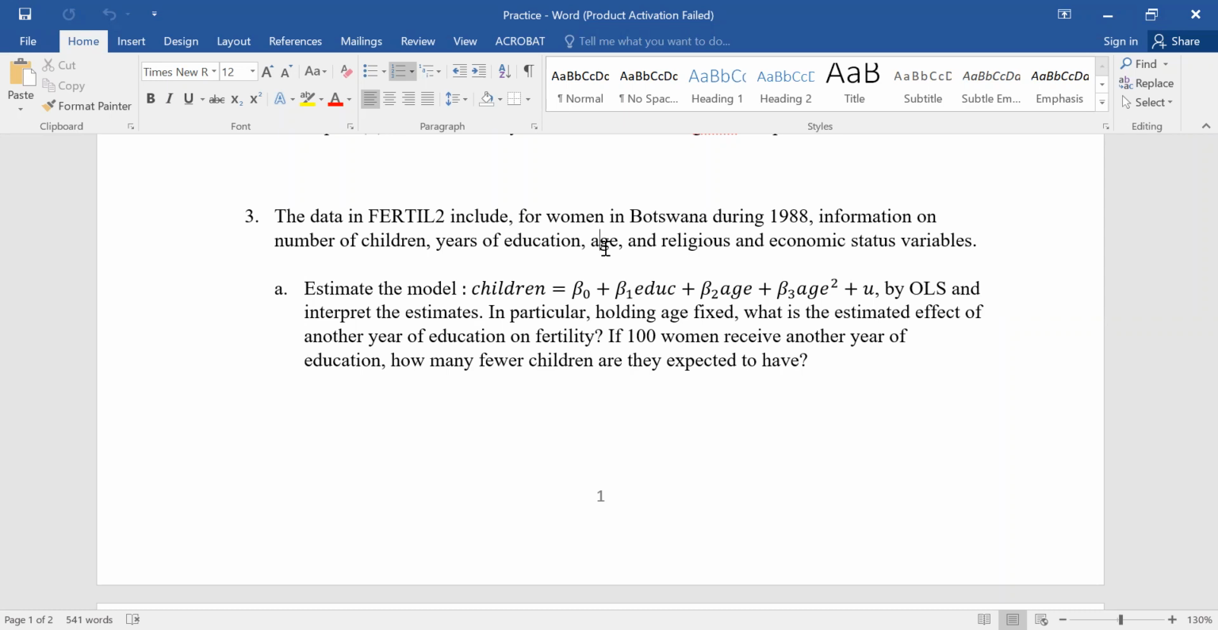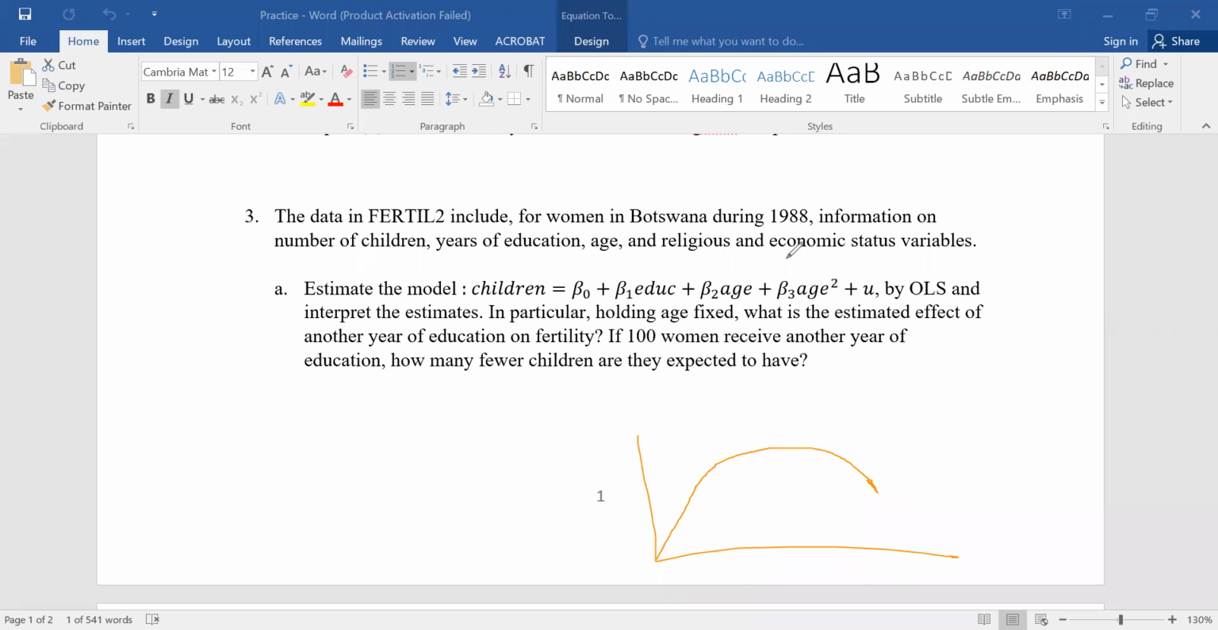Now, we all know fertility of women depends on the amount of education, their age, and so on. Over here we include age squared because as a woman grows, she's able to give birth, and at a point, age may have a declining effect on the amount of children. So because of this curvature, the age squared was included to capture it.